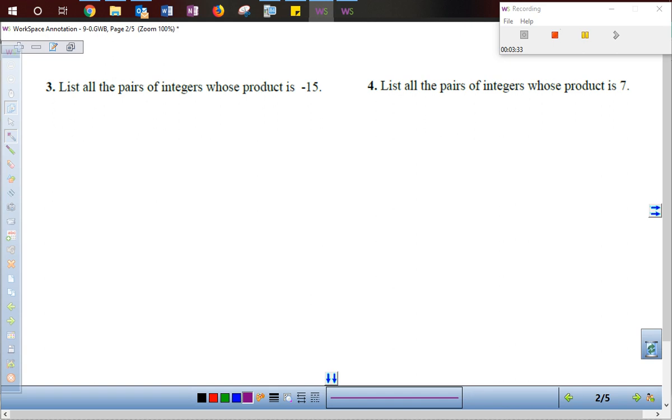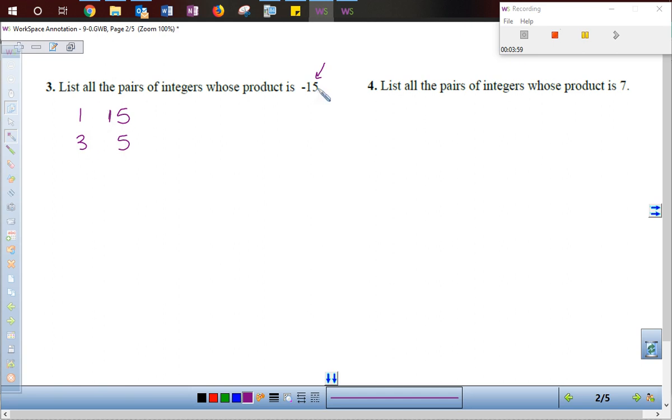So let's go to number 3. It says list all the pairs of integers whose product is negative 15. So when we have a negative number involved, it's not much different. We're going to start by just worrying about the number. Don't worry about the sign. We'll take care of the sign in just a minute. So let's find just the factors of 15. So 1 and 15. 2 does not go in there, 3 goes in there 5 times, and that would be it.